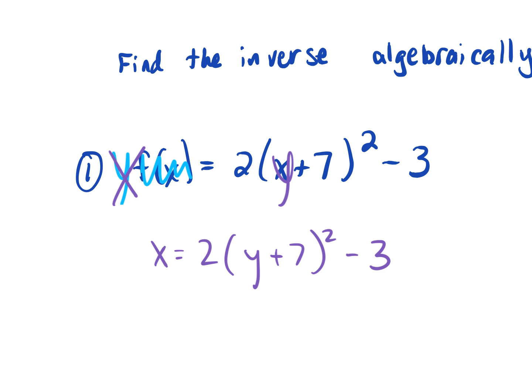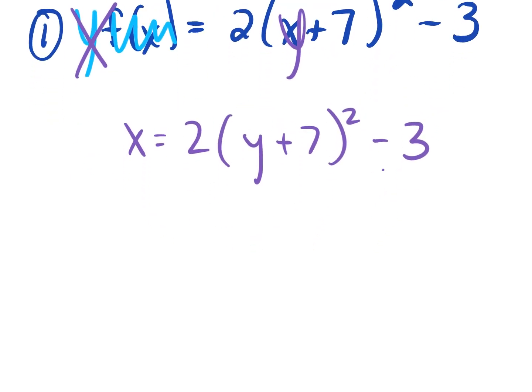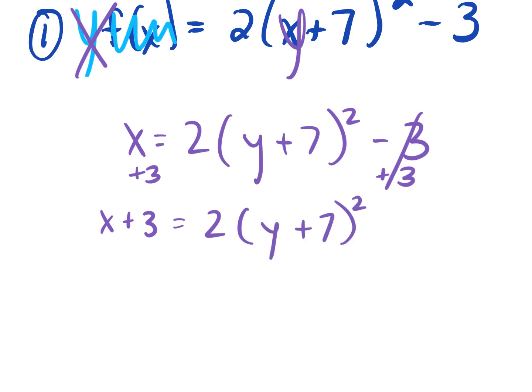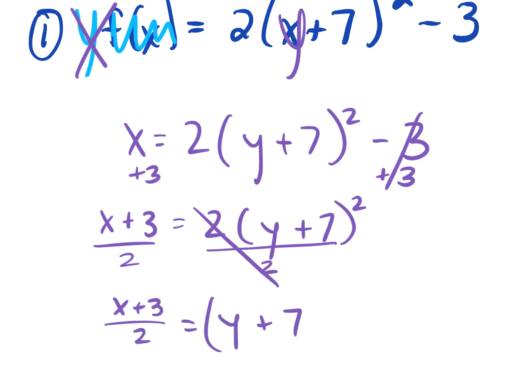Now we want to make this y equals. So what would we do first? Add the 3. So I'm going to add 3, move it to the other side. x plus 3 is equal to 2 times (y plus 7) squared. What do we do next? Divide by 2. So x plus 3 over 2 is equal to (y plus 7) squared.